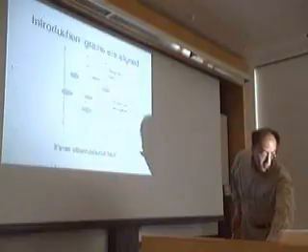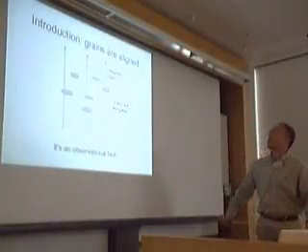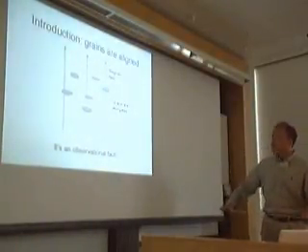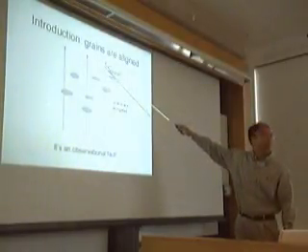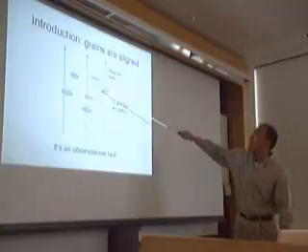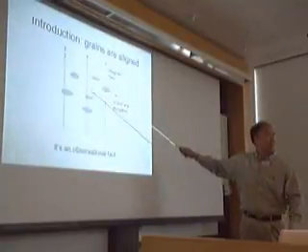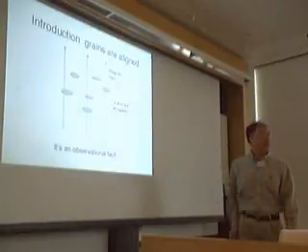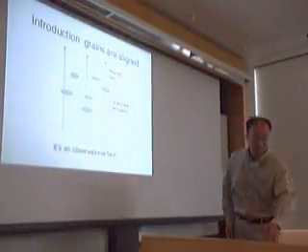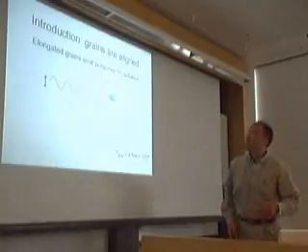So let me briefly talk about the grain alignment mechanism. First of all, observation says that grains are aligned. Suppose these are magnetic field lines. Then if grains are elongated, the long axis is perpendicular to the magnetic field lines. That's grain alignment. That's an observational fact.